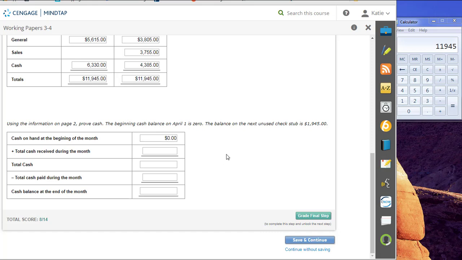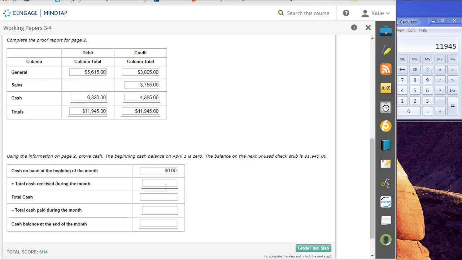And then it says total cash received during the month. How do I find that, Caitlin? Yeah, what box? Okay, so how much cash did I receive? Yeah, and that's my cash debit, right? So I'm going to use my $6,330.